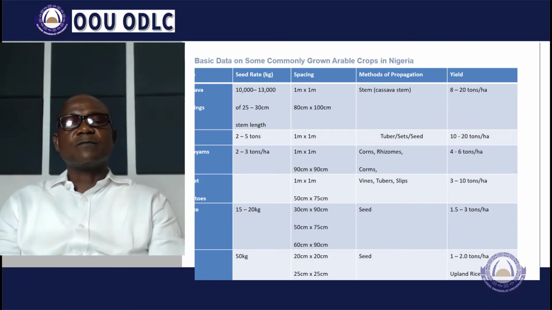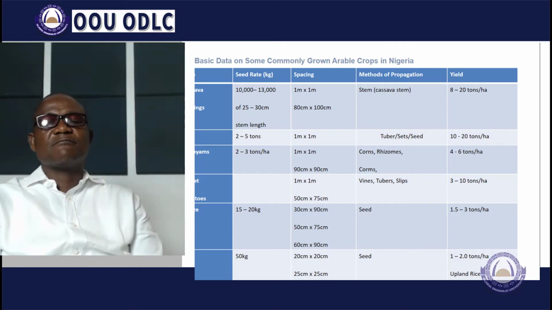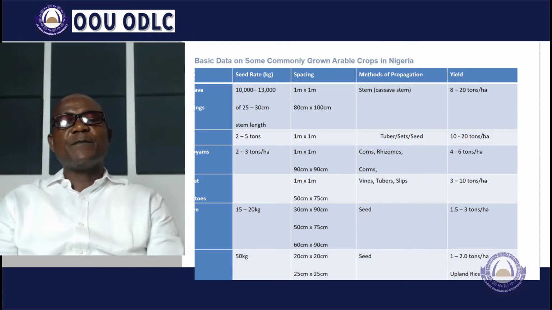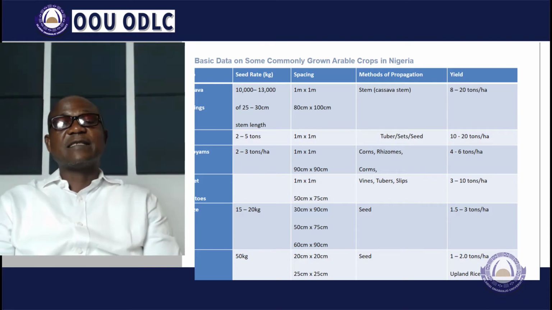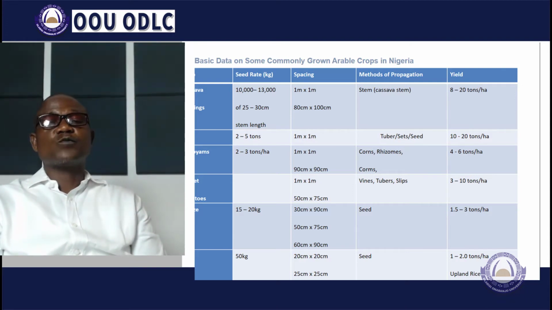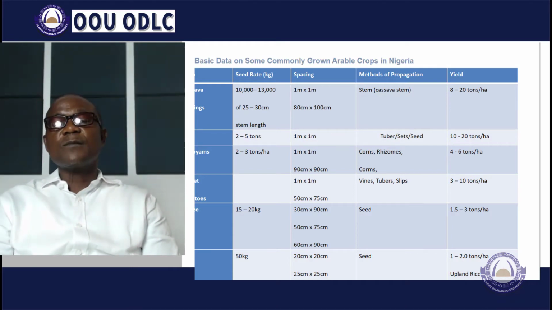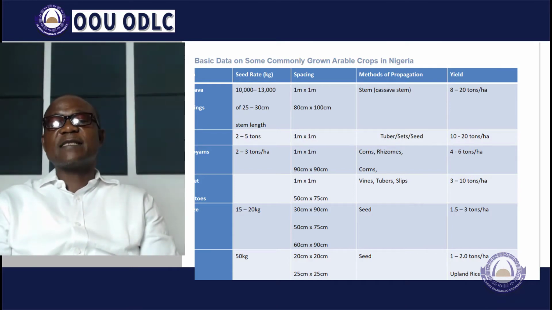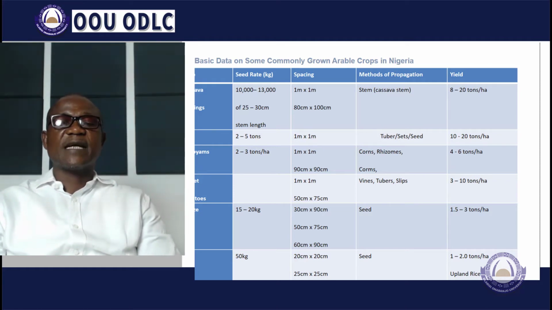Sweet potatoes, the vines, seed rate cannot be defined because the vines are used. Then the spacing is 1 meter by 1 meter, and for the planting, the method of propagation, it is propagated or planted through the vines, the tubers, or the slips. The yield is between 3 to 10 tons per hectare.